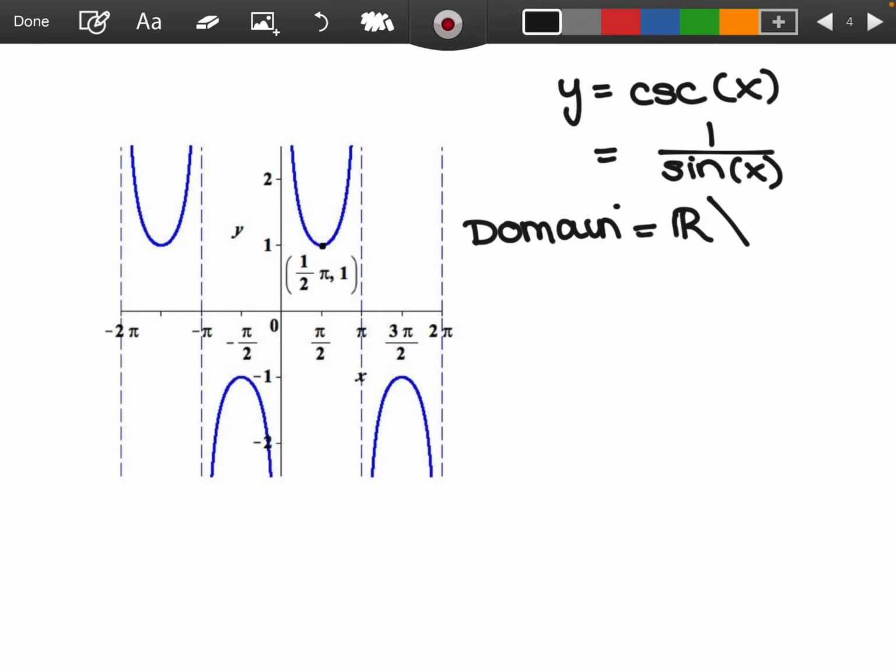So my domain here is all real numbers, but we're going to take out those integer multiples of pi, because that is where I get sine of x is equal to 0.